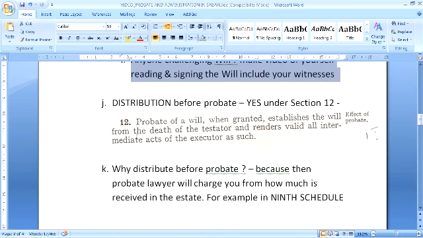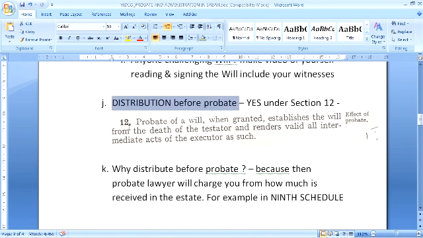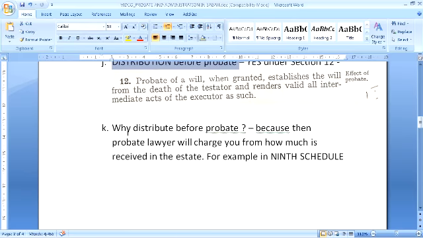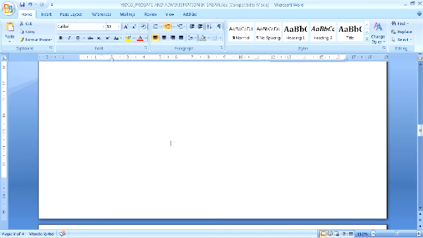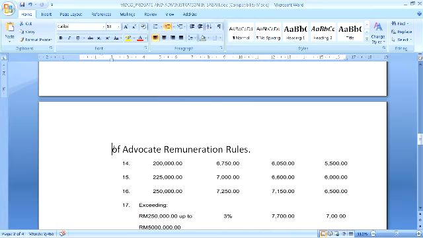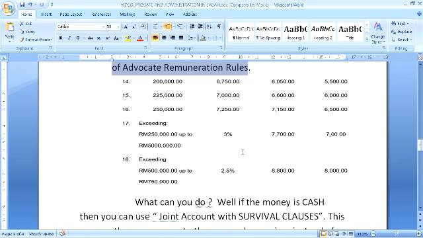The other thing is that if you think your will is going to be challenged, then it's better to make a video. A common question most people ask is whether you can distribute before probate. The answer is yes, you can, but you have to inform the court when you petition for probate. Otherwise, the court cannot validate things that they do not know. Now, why do people distribute before probate? Well, that's because the probate lawyer actually charges you according to how much you receive in the estate. This is only an example here.